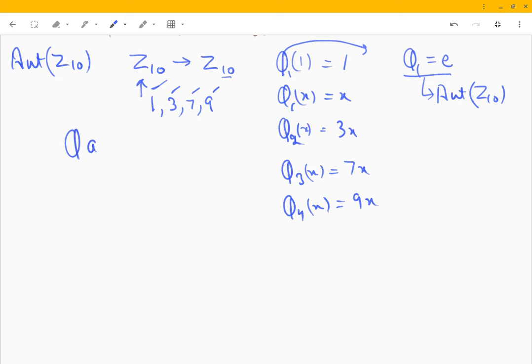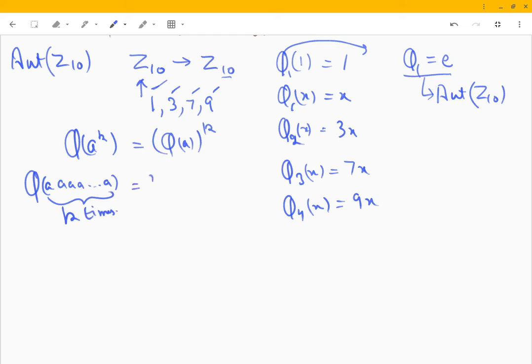Phi of a to the power k is phi of a to the power k. This is a property of isomorphism. Very easy to prove. Phi of a to the power k means phi of a, so on, k times. I don't know why I'm proving this, it is very simple. We can break this phi of a by the basic property of isomorphism, so we get phi of a k times.